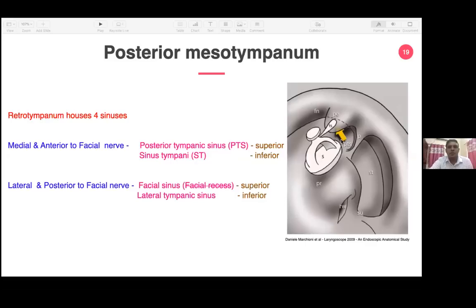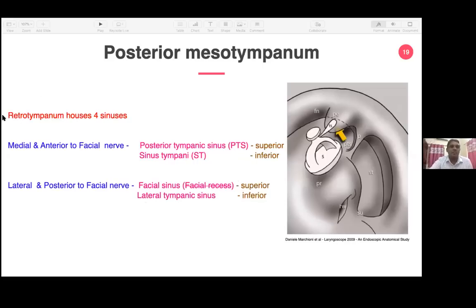Superiorly it is the posterior tympanic sinus, and inferiorly it is the sinus tympani. Once you go lateral to the facial nerve, you are going to expect nothing but the facial recess. It is not correct to call it a facial recess. It's not a recess but a sinus. It's better to always call it a facial sinus, which is the superior-most portion. And again, inferiorly, you are going to encounter one more space called the lateral tympanic space.